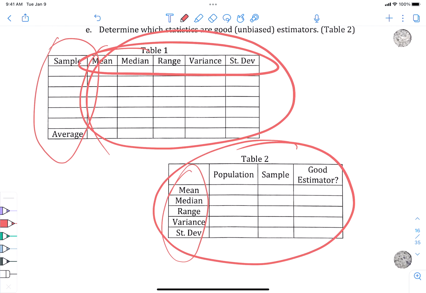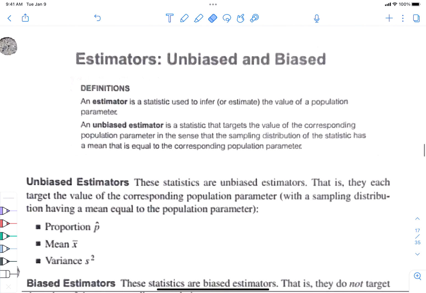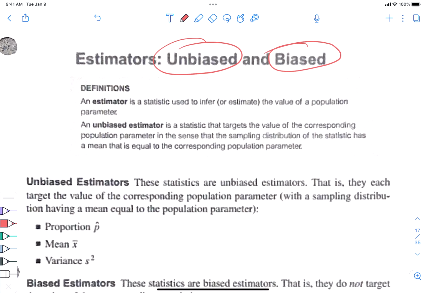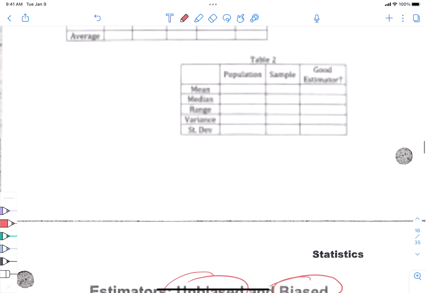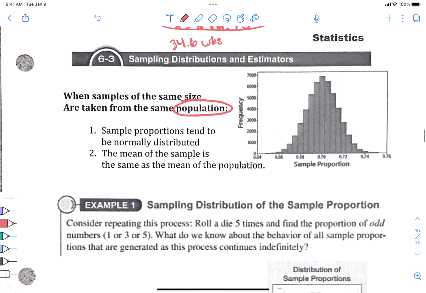Like the average of a sample. Is that truly a good representation of the average of a population? What about the range? Is the range of a sample going to be very similar to the range of the population? I don't know. We're going to see which ones are called good estimators or unbiased estimators and which ones are biased estimators. We're going to see which ones are good and which ones are not good, right? So that's where we're leading today.